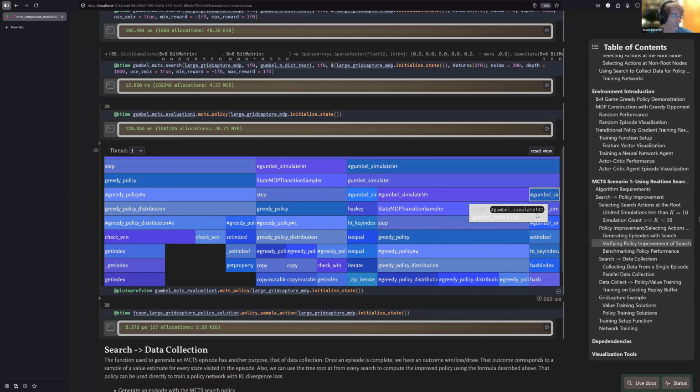This is how the simulation works. Normally, when you do a lot of simulations, you're worried about the evaluation of the policy function, right? That should be the expensive thing. Because I have this greedy opponent that's being calculated, this MDP is a little bit slow in the step function.